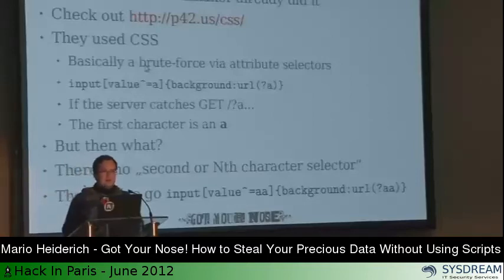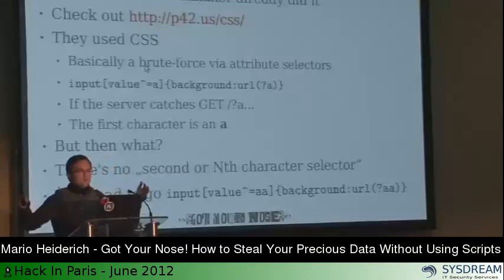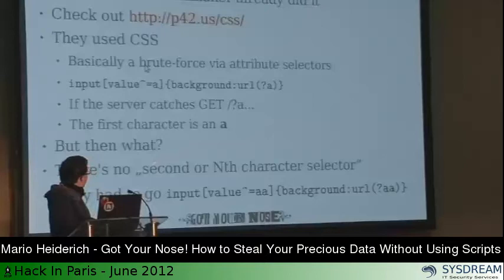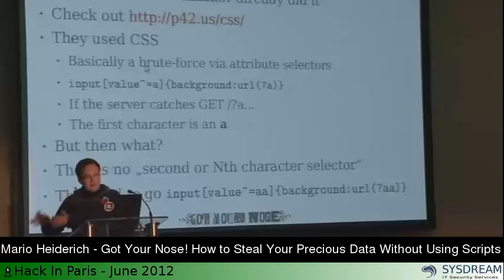And thus you can tunnel out GET requests, but to guess the whole thing, especially a 32-character token, you need a lot of these. And the problem is you have to brute force, because there is a first letter selector, like caret equals A, but there is no second or nth letter selector. There is a last letter, first letter, and somewhere in the middle. So you have to brute force. You have to use a lot of requests to find out a 32-character token. It's actually several million requests.